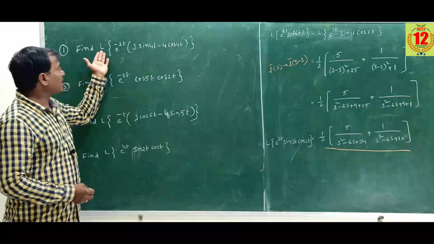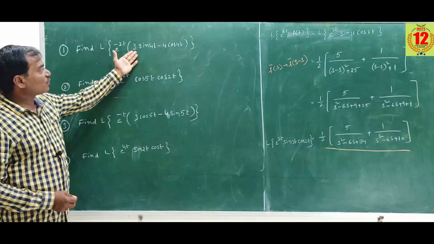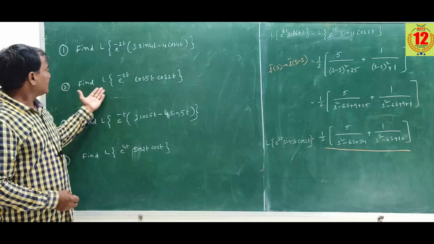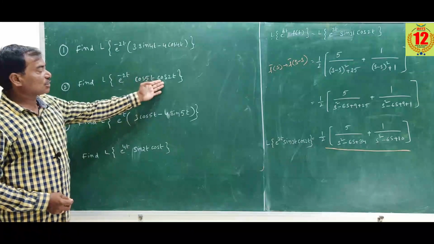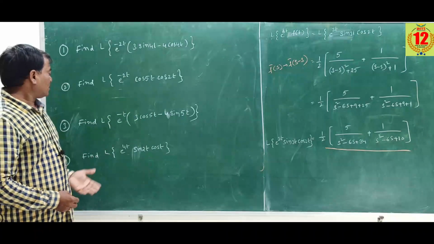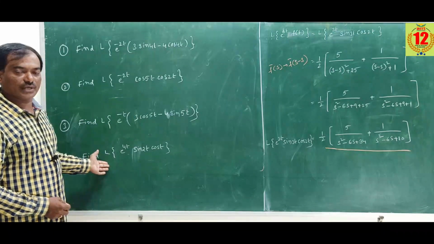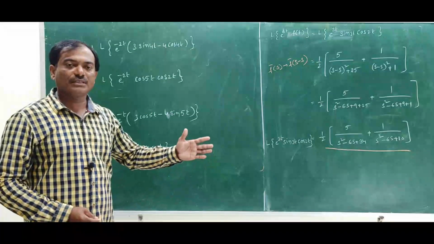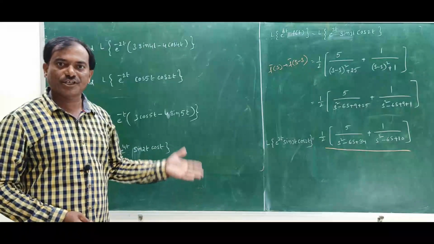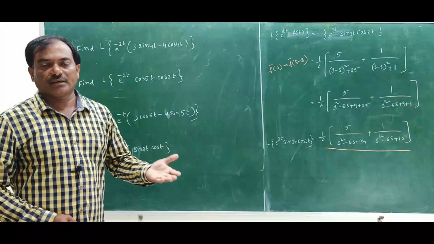This is the Laplace transform of e power 2t, 3 sin 4t minus 4 cos t. And the second one, the Laplace transform of e power minus 2t cos 5t cos 2t. And this is the third one, and this is the fourth one. Solve these problems by observing the previous problems. These are helpful for the examination.